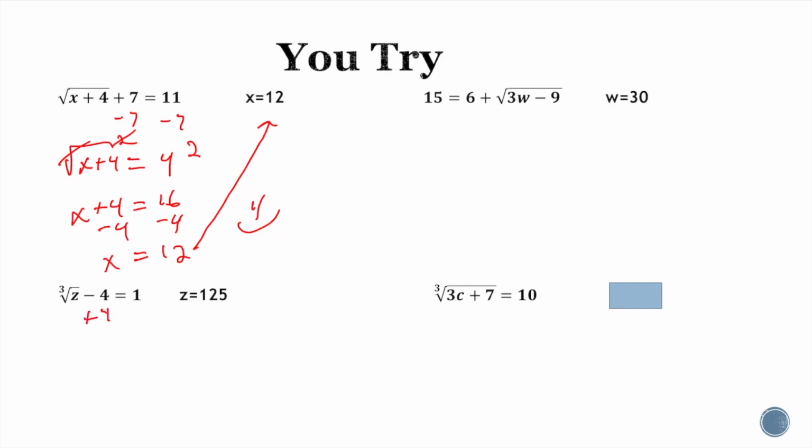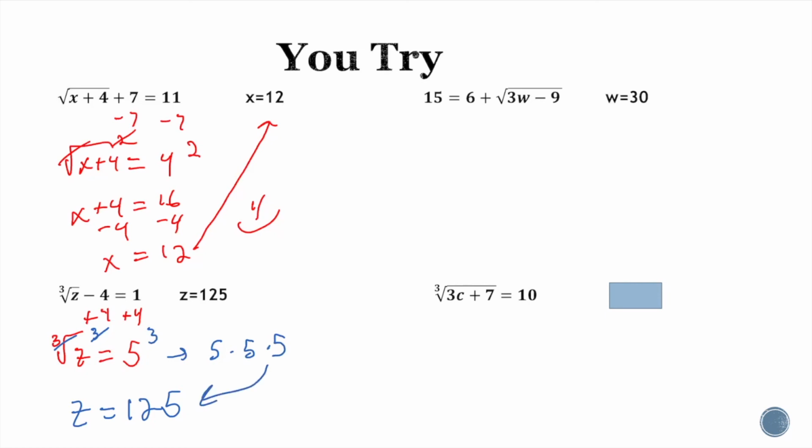The reason why: I add 4 on both sides. The cube root of z is equal to 5. Now I must cube both sides. And I get z is equal to 125, because this is 5 times 5 times 5, which gives me 125.